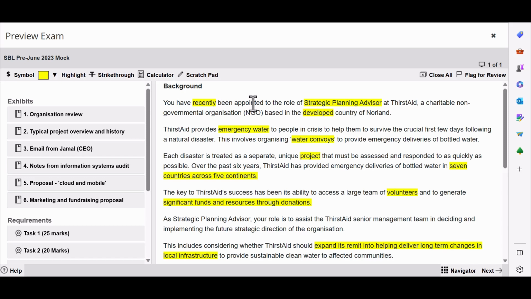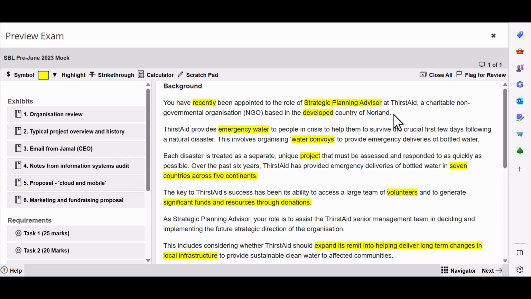So "recent" means you're not an expert on this organization yet. Okay, you are an advisor at Thursday. Now, this is important because the examining team have often said that sometimes candidates give answers as though they were employees rather than advisors, or the other way around. So it is important that you give your answers from the perspective of your role in the examination. Also, when you write your memos or your reports, from should always say strategic planning advisor. Okay, so that's why it's important.